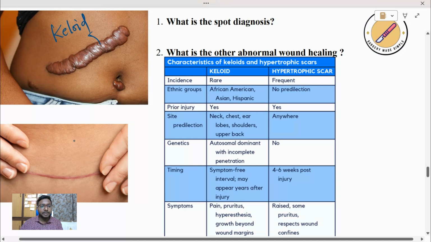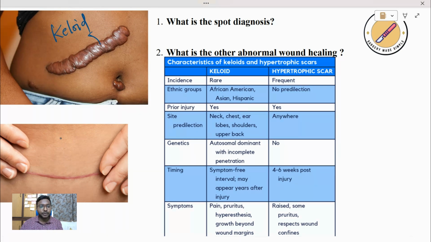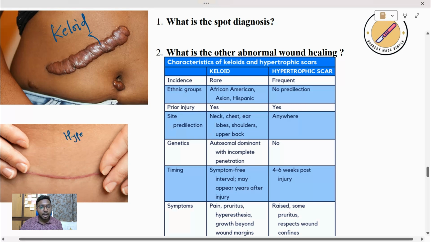Whereas this picture will show you that the excess collagen that is deposited is confined to the suture site. So this is nothing but your hypertrophic scar. Okay, so they are mainly asking about this one. So the spot diagnosis is keloid.